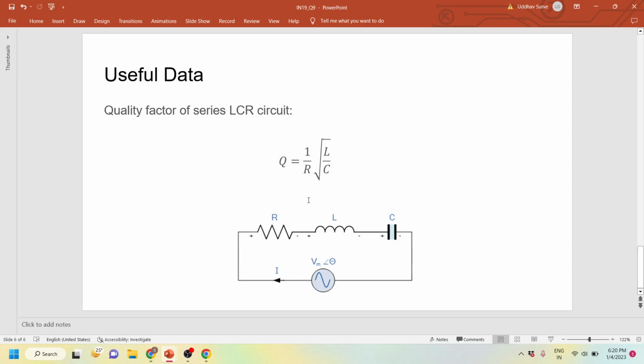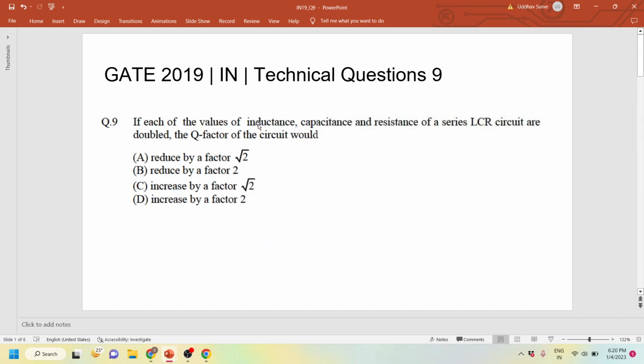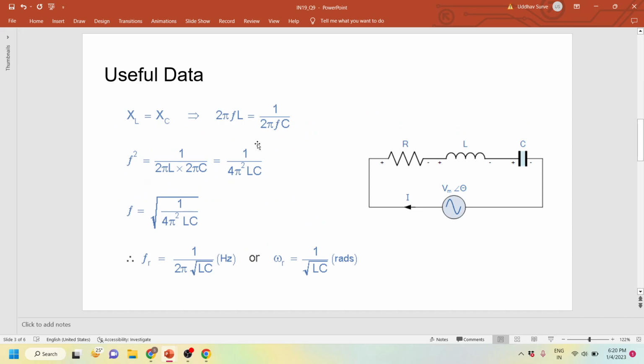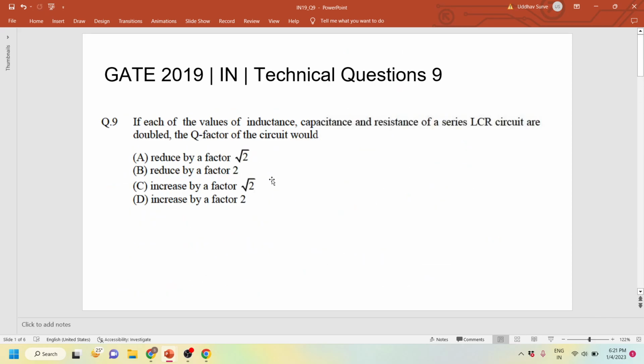So in the question it was asked, if the values of inductance, capacitance and the resistance are doubled, what will the Q factor of the circuit be? If L and C are both doubled, they will nullify each other in this under root because of division. However, R will be doubled, so the quality factor will be reduced by half. So it will be reduced by a factor of 2, which is option B, the answer to this question.